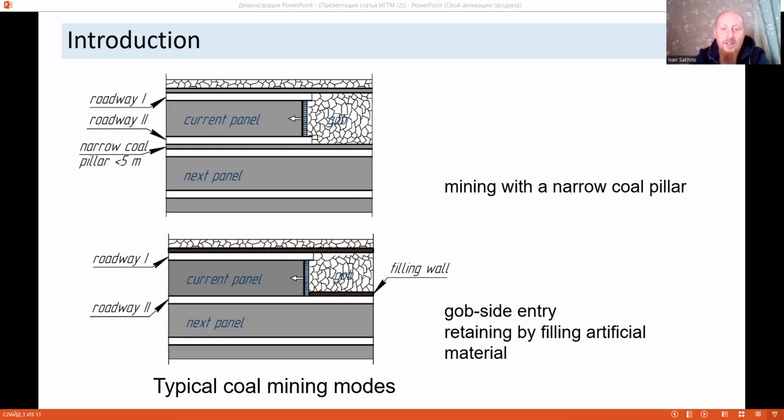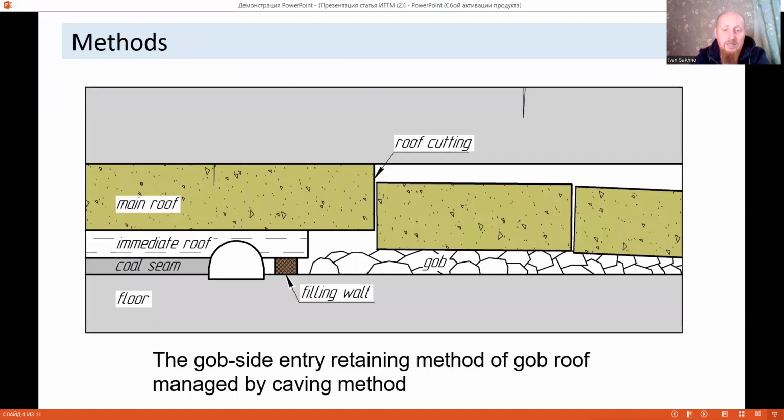This study provides a reference on which fill-in wall design to choose for gobside entry retaining in coal mines that have similar geological conditions. Okay, the next part is methods. The method of computer simulation was used to investigate stress field evolution around head entries. The general scheme of the model is shown in the slide.